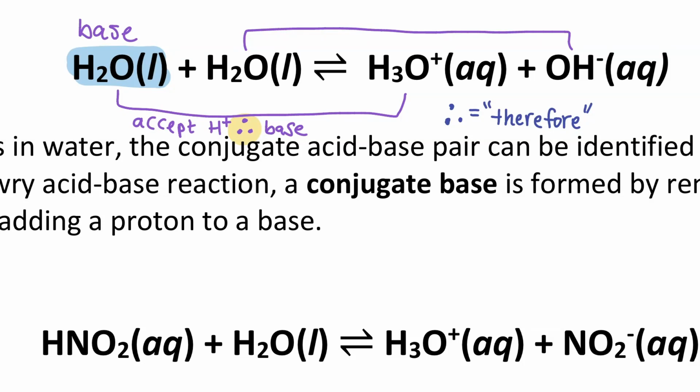Okay? Let's look at our other water. Right now, if the first water acts as a base, probably the second water is going to have to act as an acid, but let's make sure that's the case. So as we go from that second water to the OH minus, the water is donating that proton. Therefore, it's an acid. I'm going to write acid, and then I'm going to highlight it in red.